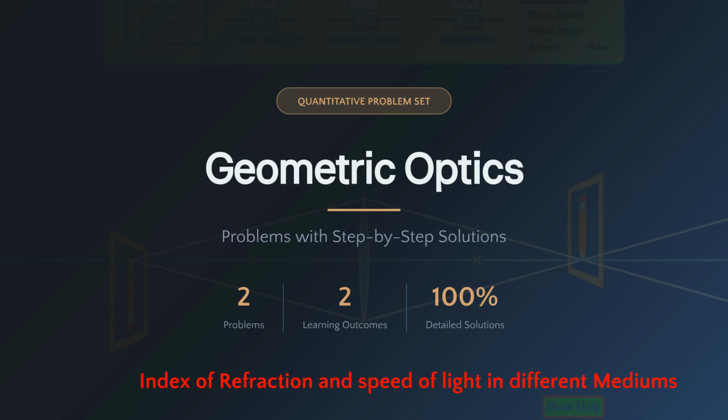This problem set contains two quantitative problems with step-by-step solutions, covering two learning outcomes on index of refraction and speed of light in different mediums.